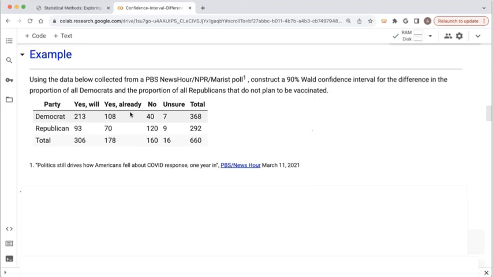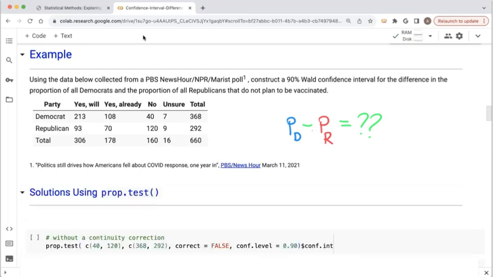From this table, we'll construct a confidence interval to estimate the difference in the proportion of Democrats that said they did not plan on getting the vaccine compared to the proportion of Republicans that said they were not planning to get the vaccine. If we want to do this really quickly in R, we can use the prop.test function, down below, to construct this 90% confidence interval.